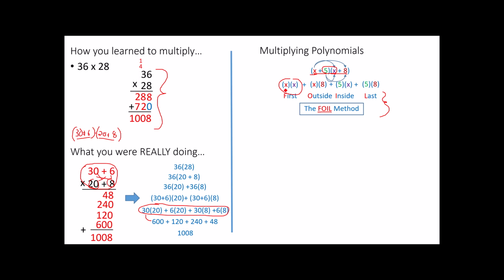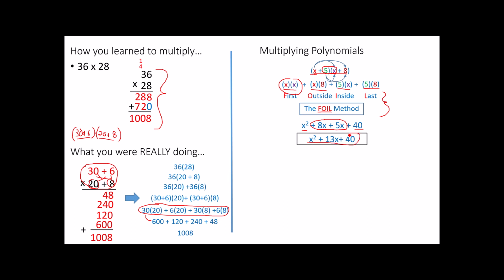Either way, whether you use the acronym or not, we know that x times x makes x squared right here. We know that 8 times x makes 8x. We know that 5 times x is 5x, and we know that 5 times 8 makes 40. Notice these middle numbers right here are like terms, so we're going to combine those and get x squared plus 13x plus 40. If we were to multiply this times this, or I should say this times this would be the outcome.